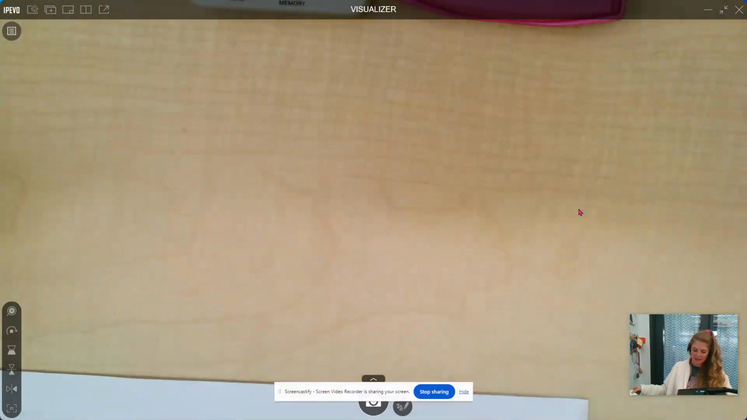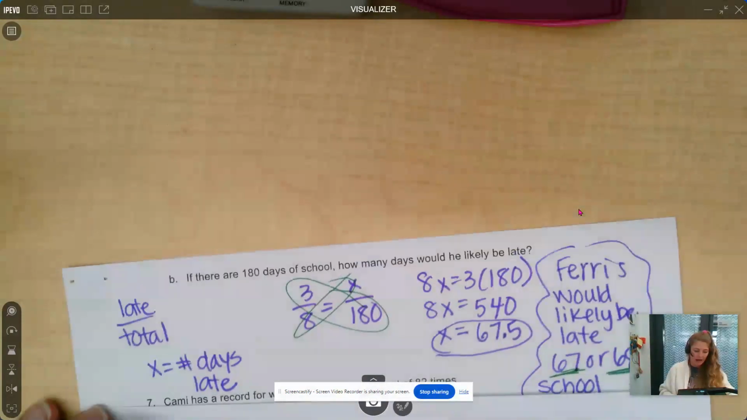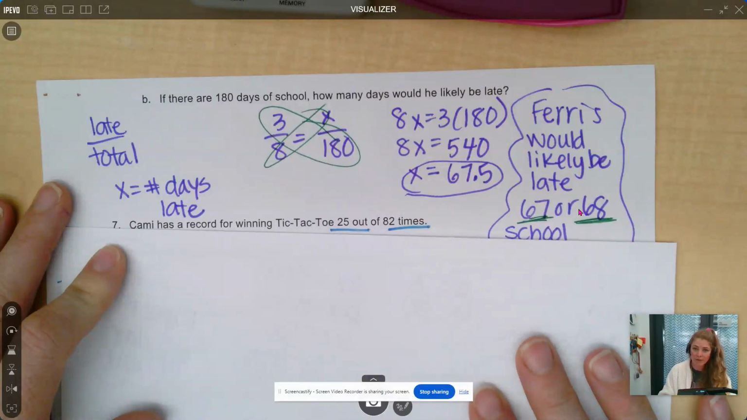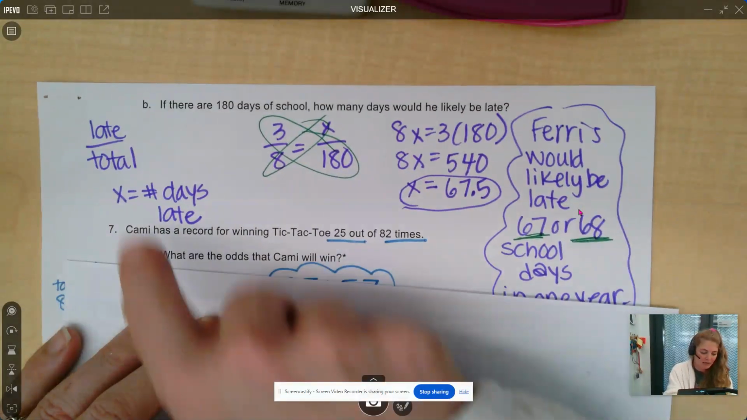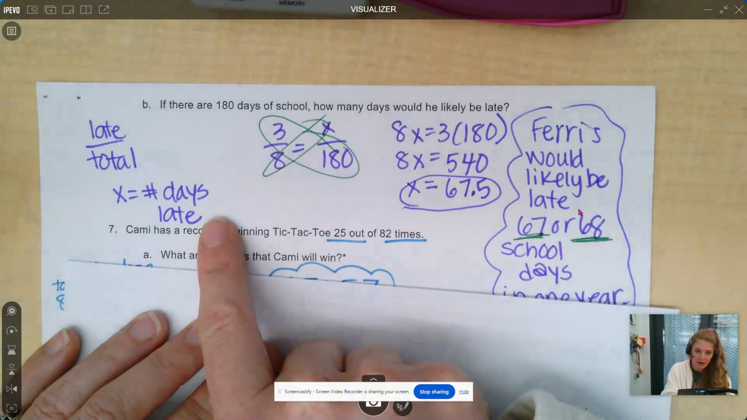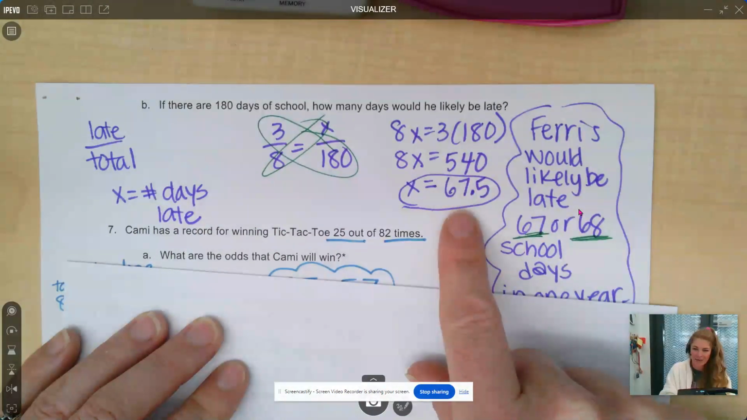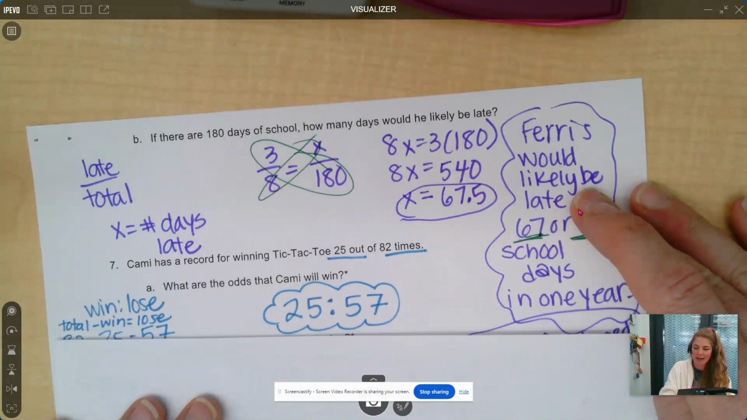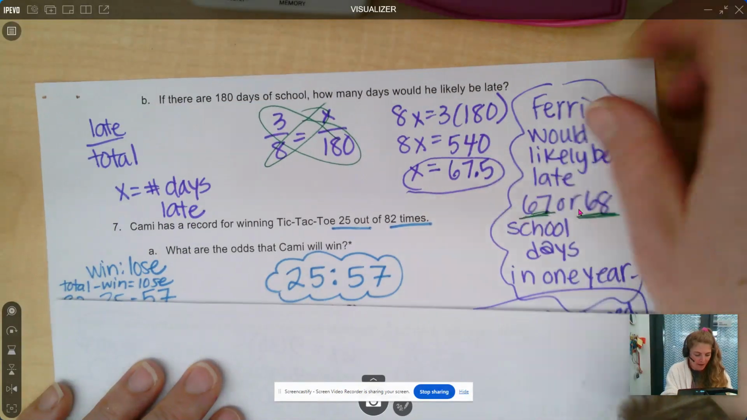So if we continue with this problem, looking at the next question, if there's 180 days of school, how many days will he likely be late? 67 or 68 school days. So late add a total, define your variable, set up your proportion. When you solve, you get 67.5. So around 67 or 68 school days, he can't be late for half a day. It doesn't work that way.